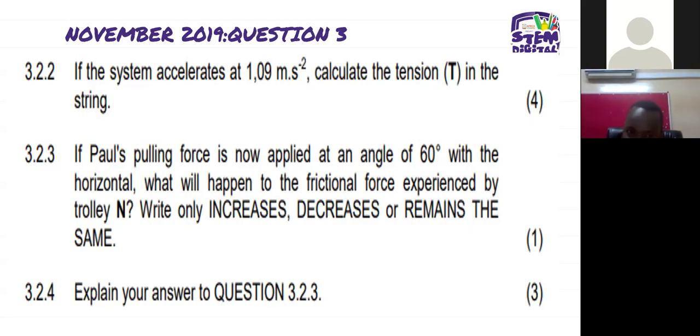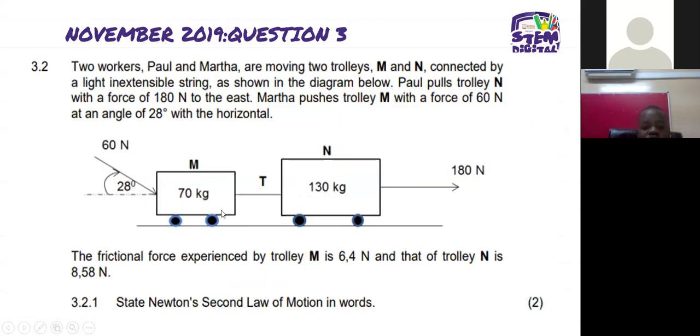Are we clear, my learners? We are going to do it together because I've done these questions with you and I want to see what you can still remember. So on my side, I'm going to pause for 4 minutes while you are busy trying to determine this question. So the system is accelerating at 1.09 meters per second squared. Calculate the tension. Right. So there is your system.